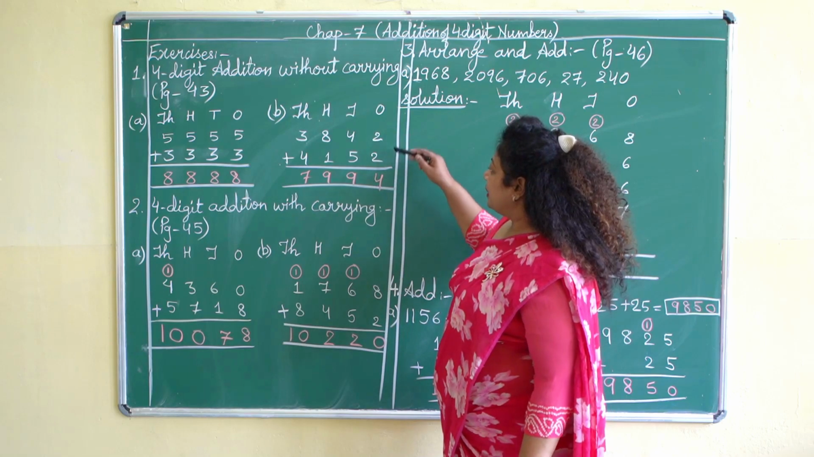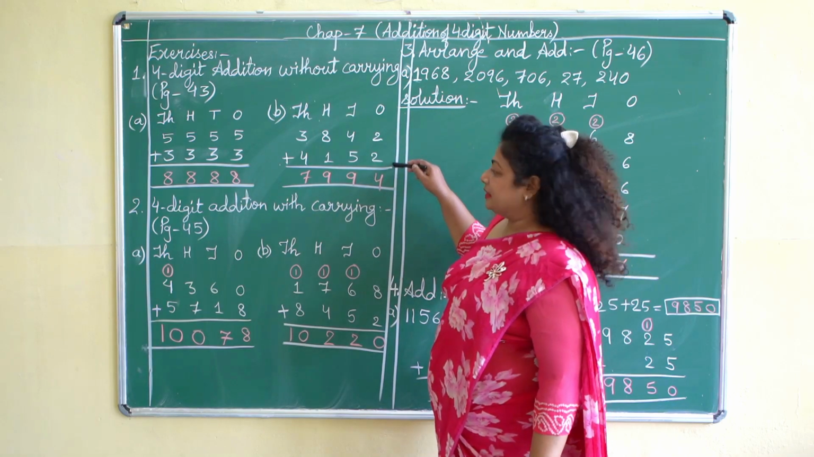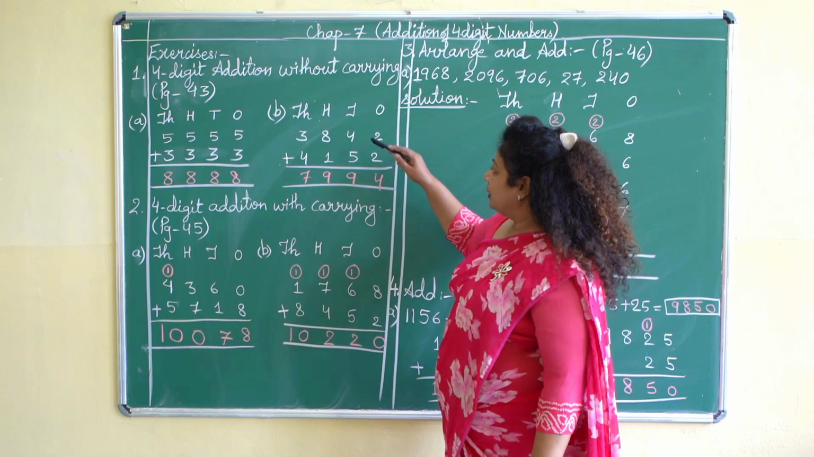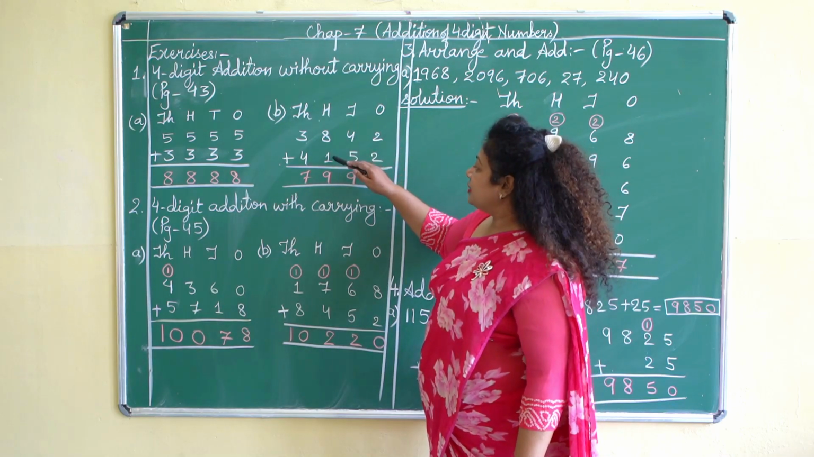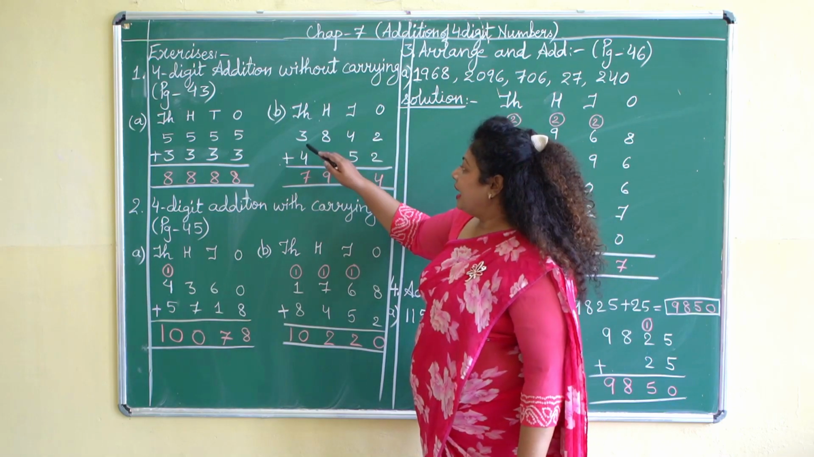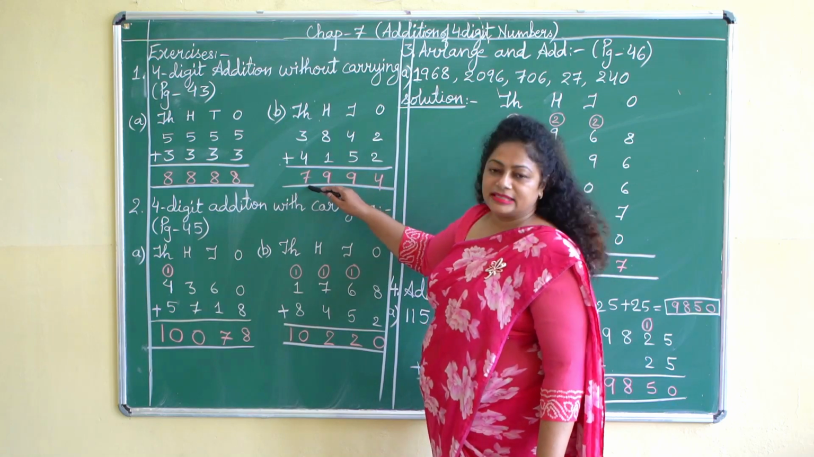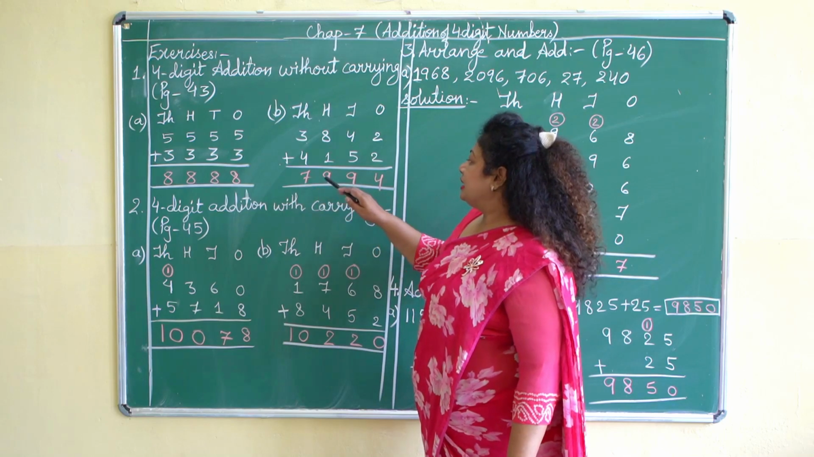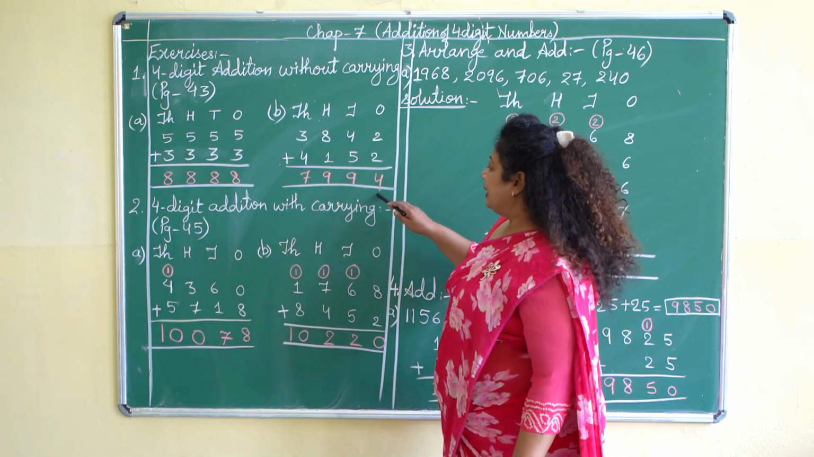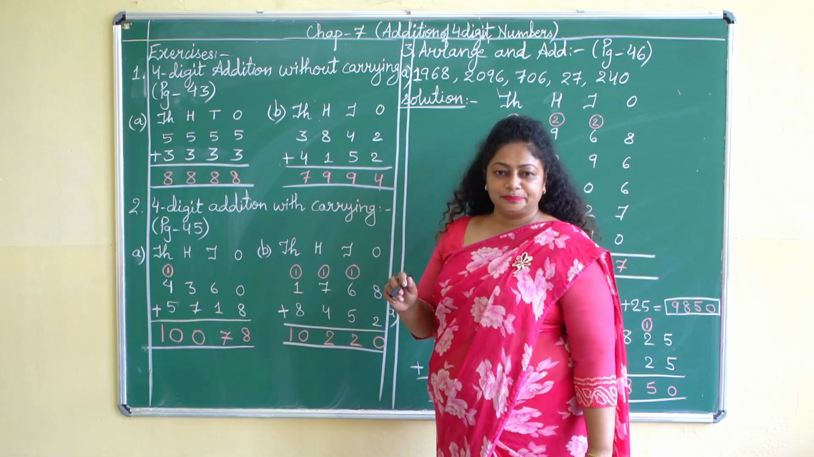First we'll add the numbers which are in ones place. 2 plus 2, 4. Then 4 plus 5 is 9. 8 plus 1 is 9. And 3 plus 4 is 7. So the answer we got is 7,994. I think it's clear.